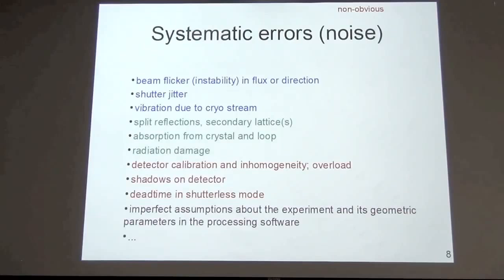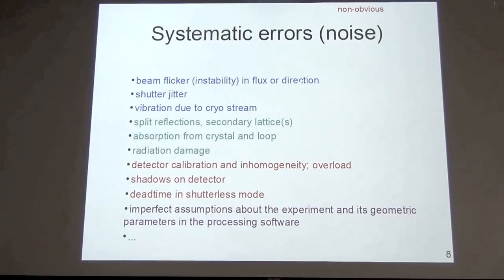Now, more interesting for us are the systematic errors, and I tried to divide them up into different sources. The blue lines here refer to the beam line setup, the experimental setup. So that's mainly the beam instability in its flux. It may become weaker and stronger as a function of time. If you could monitor this very accurately, we could use this knowledge in data processing, but nobody does this. So it's just a systematic error that we'll have to cope with in one way or another.